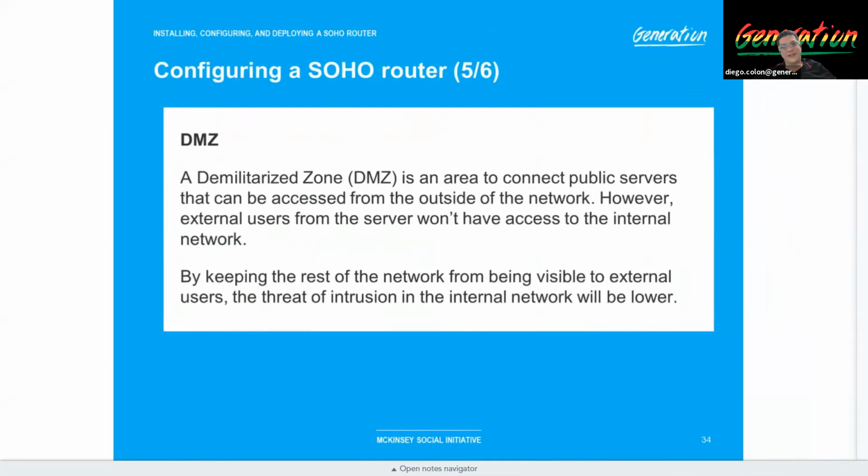DMZ. Hopefully we remember that a demilitarized zone is the area of the network that's visible to the public. This is usually where you will place your public servers: web servers, email servers, and the plethora of servers that are accessible to the internet. At the same time, it creates a barrier preventing anyone who gets in there from coming into the internal LAN.